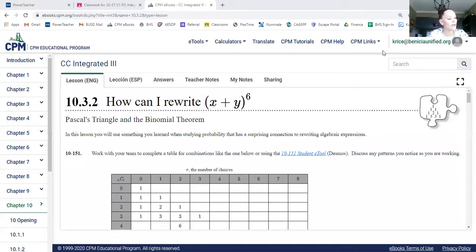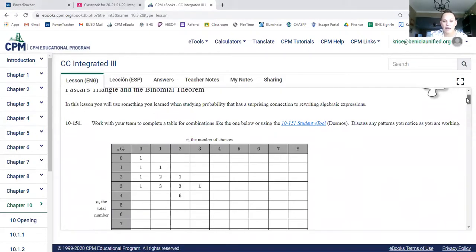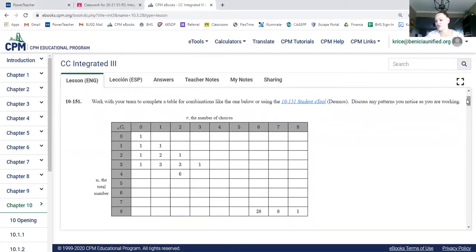All right, so here, Pascal's triangle and the binomial theorem, we want to know how can I rewrite x plus y to the power of 6. So we have this table when we want to fill it in for combinations. Remember, a combination is what we talked about last week, where the order doesn't matter and objects can't repeat. So here on this table, on the left, n is the total number, and the top is r, the number of choices.